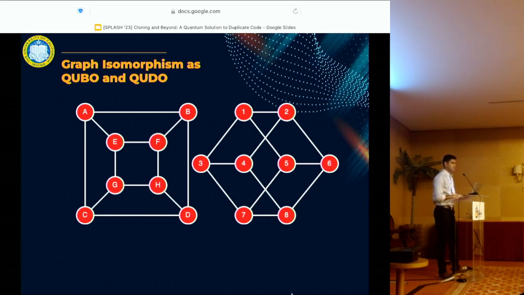So the resultant energy, if it is zero or close to zero, it means that they're isomorphic. If it's much higher than zero, it means that they're not isomorphic.